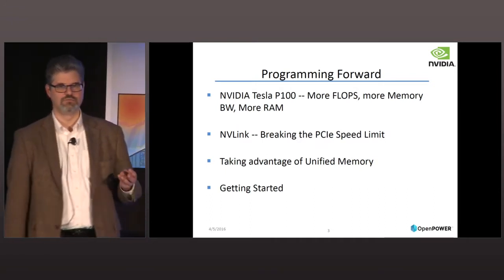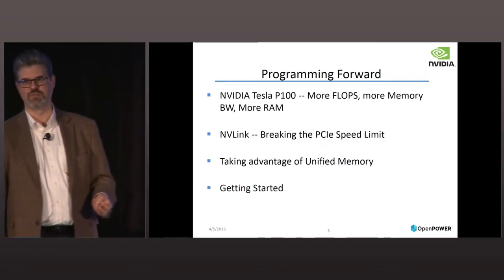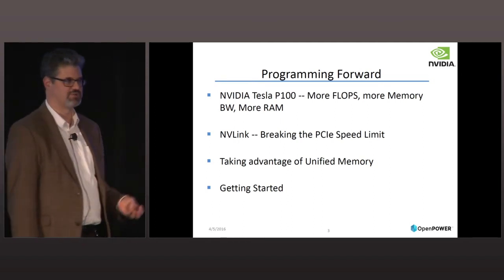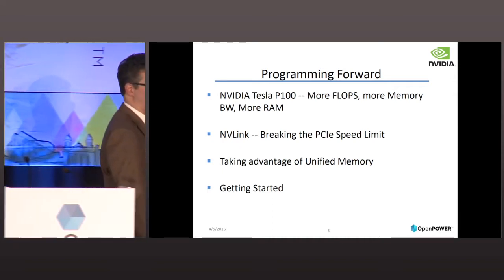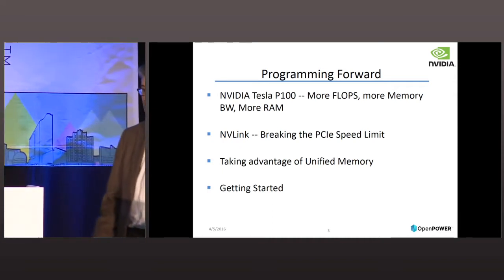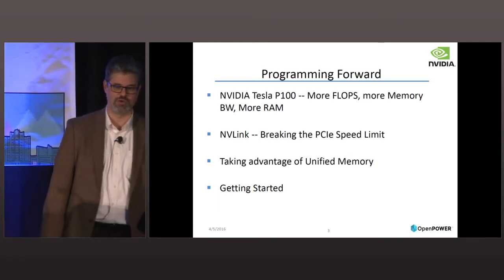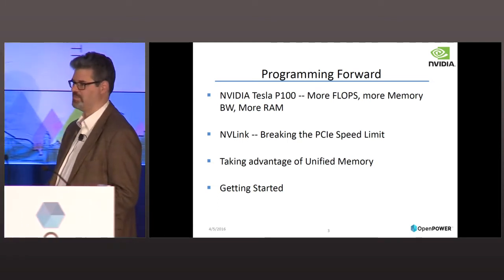We're going to talk about, briefly, what's different about Pascal, the P100 product that we announced yesterday. I will talk a little bit more about NVLink and why we're so excited about that in general and especially in the context of OpenPOWER. We'll touch again on unified memory, and then I'll talk a little bit about resources and how you can get started on moving to Pascal, because hopefully by then, if I've done my job, you are going to be itching to get your code up and running on Power 8 Plus with P100 and NVLink.